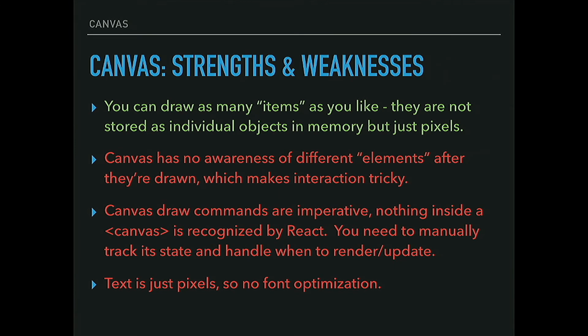So the same thing that gives Canvas its strength also lends a bunch of weaknesses. Because Canvas doesn't have any awareness of different elements after they're drawn, that makes interaction tricky. So you draw a circle. Later you ask Canvas, is my mouse clicking on this circle? And then Canvas will go, I don't know what a circle is. It's clicking on this pixel. Does that help? So there are actually some very clever workarounds to deal with selection in Canvas. But if you're doing charts from scratch, you have to think about and implement that workaround. It's not going to implement itself.